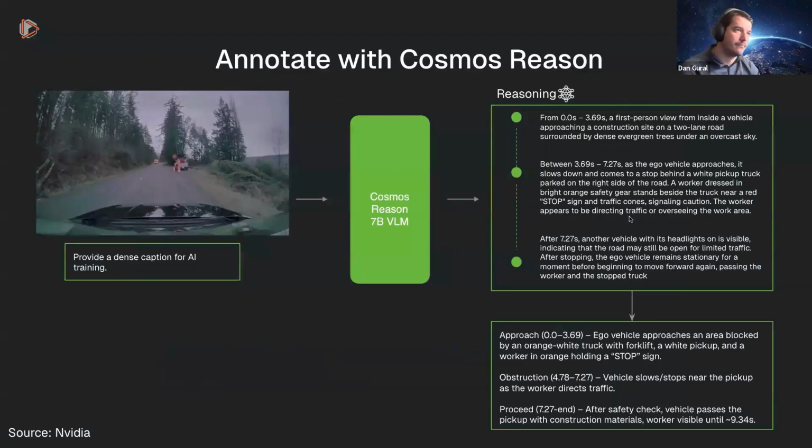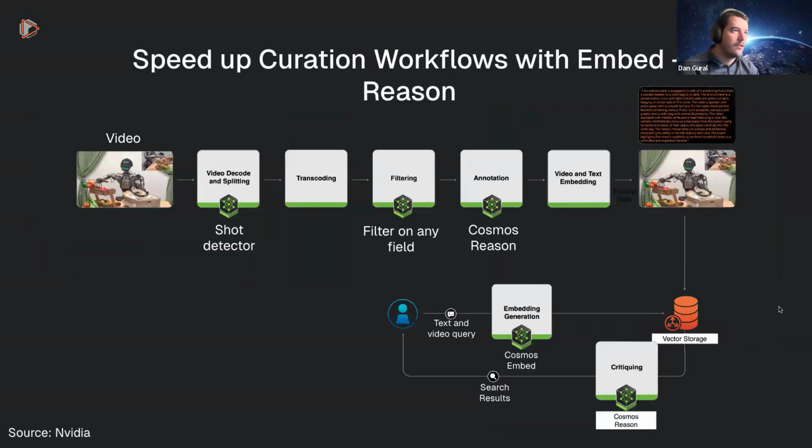However, there's more than just reconstruction you can do. We can annotate with Cosmos Reason, where you can pass in your scenes that we've been working with here, ask a prompt, such as provide a dense caption for AI training, as well as then get the outputs for reasoning, as well as that annotation that actually labels the dataset with text of all the things that are happening inside the scene here. We can then use these annotations to speed up curation workflows with Cosmos Embed and Reason.